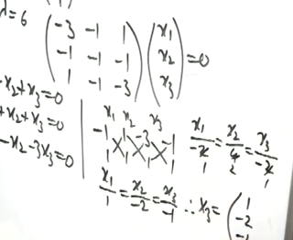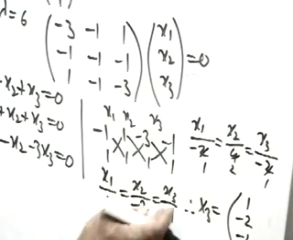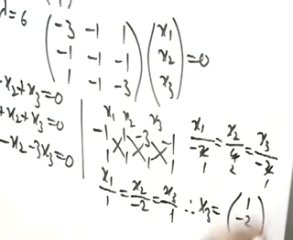Therefore the third vector is 1, minus 2, 1. We have taken minus common, no? So this is the third vector. Now the next step is we have to find the normalized model matrix.